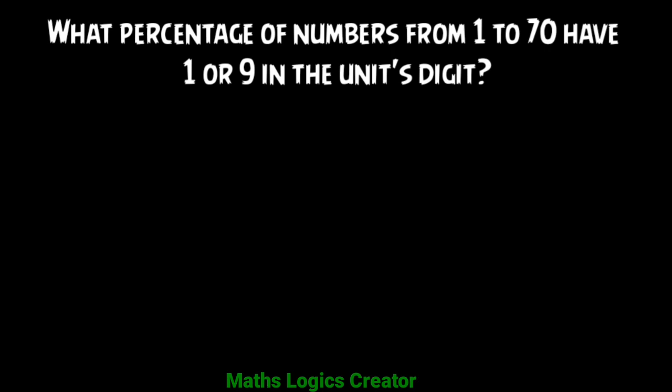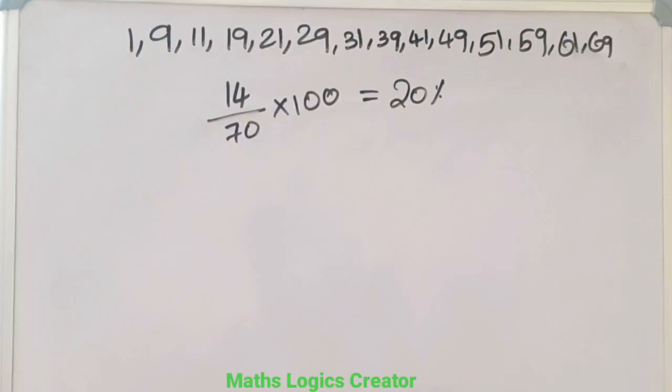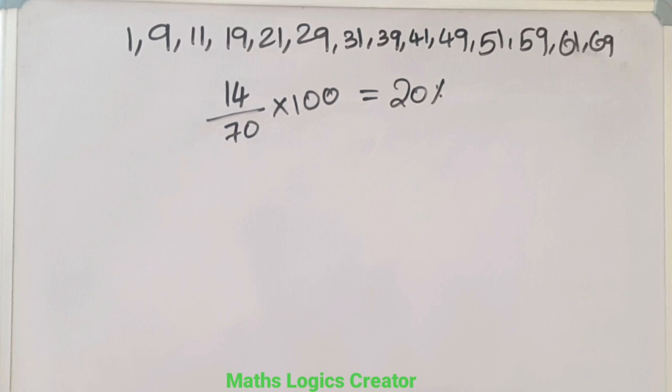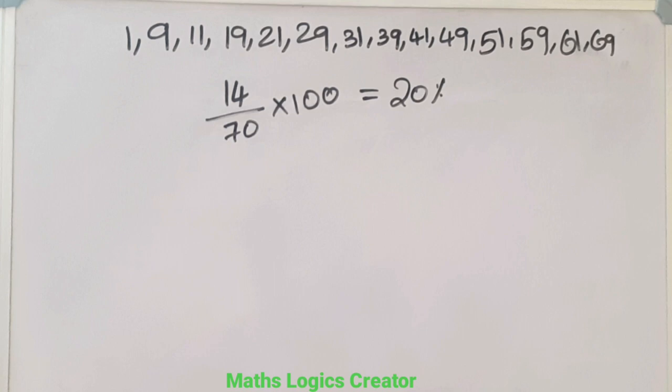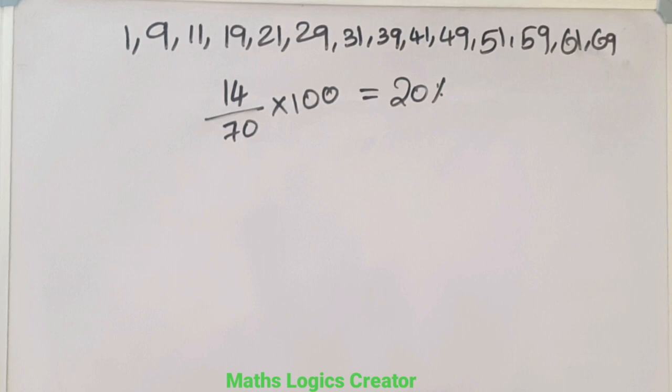What percent is it asking. Coming to the answer, there are 1, 9, 11, 19, 21, 29, and so on up to 61, 69. So there are 14 numbers which have 1 or 9 in the unit digit from 1 to 70. So 14 by the total numbers, 70, into 100. The required percentage is going to be 20%. So 20% of the numbers from 1 to 70 have 1 or 9 in the unit digit.